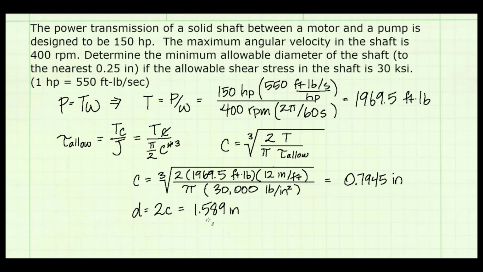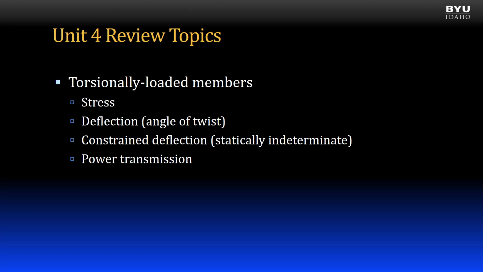Now this is the minimum required diameter. We cannot go below that. We were told to find the diameter to the nearest 0.25 or quarter inch. We can't round down to 1.5 inches because that would be too small. We'd exceed the allowable stress. So we will round up, and we'll use a shaft with a diameter of 1.75 inches. And we're done. This completes the review of Unit 4 topics.